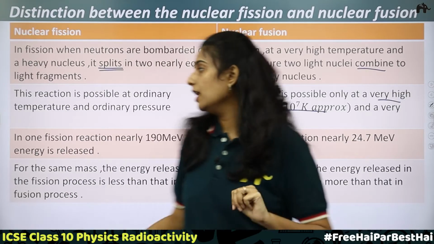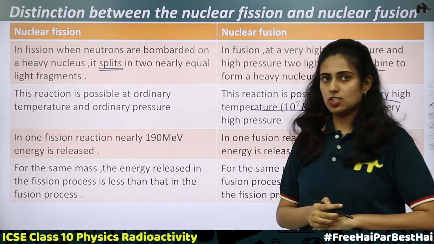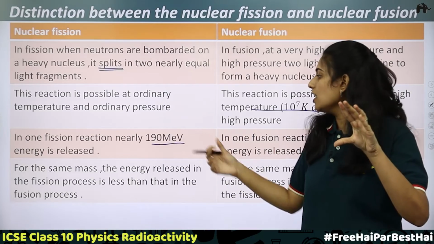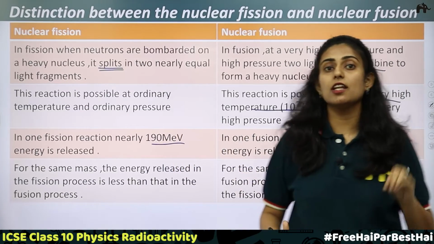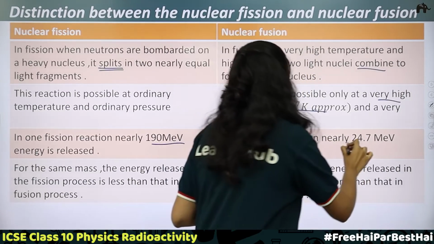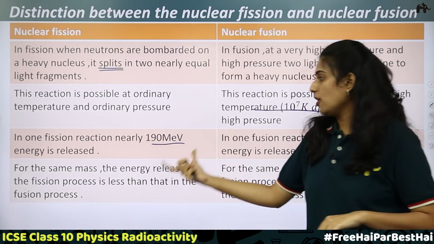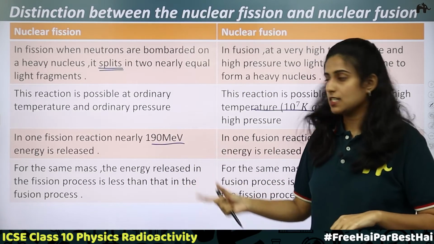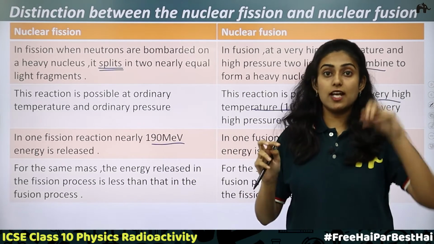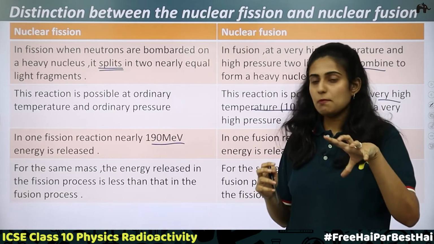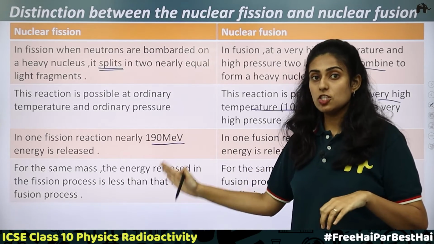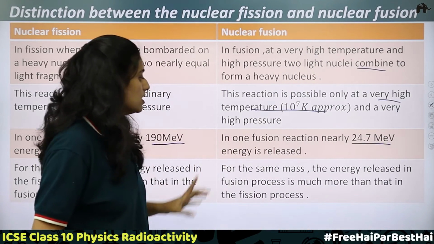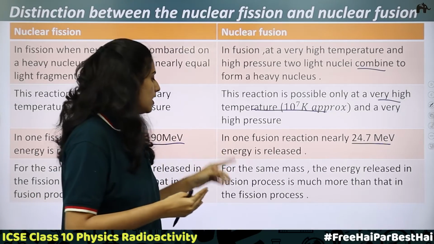Now the third point, in one fission reaction, nearly 190 MeV energy is released. If you consider a fission reaction, the energy released is so much. When you consider a fusion reaction, the energy released is 24.7 MeV. Next point, fourth point, that is for the same mass, the energy released in the fission process is less than that in the fusion process. We are considering the same mass. When you take the same mass, the energy that is released in fission will be less than that in the fusion. The same point, that is for the same mass, the energy released in fusion process will be greater than that in the fission process.